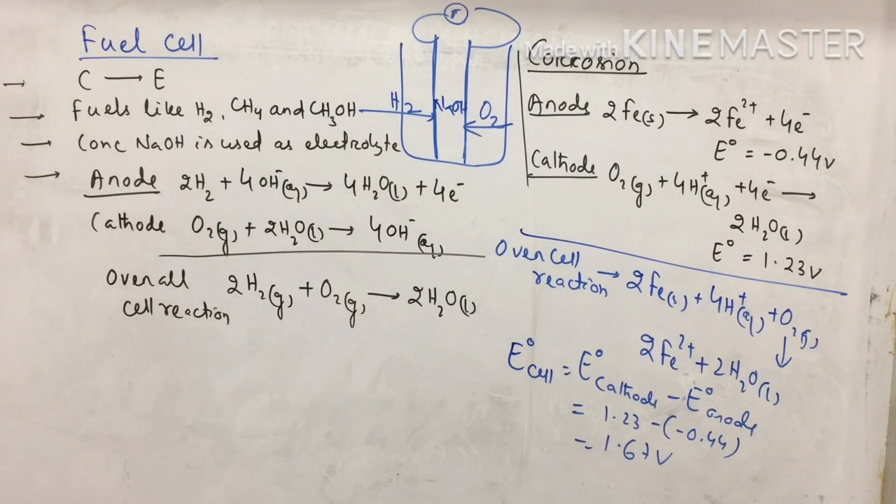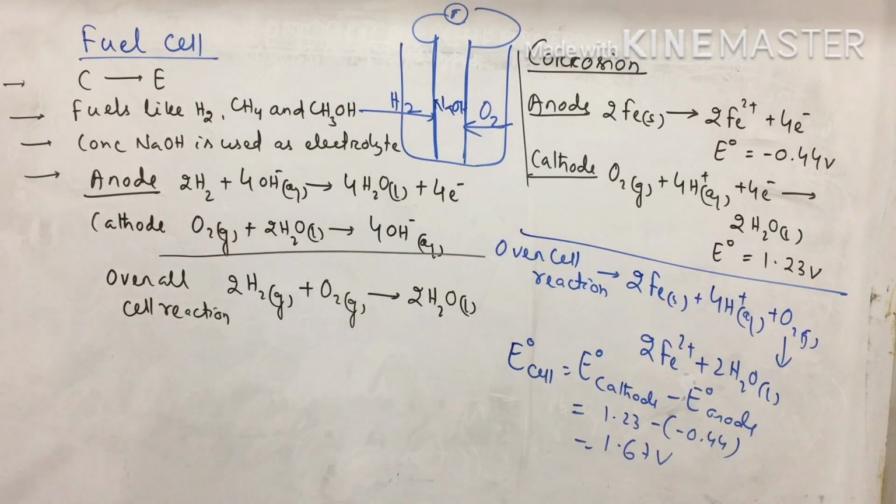So you will remember, again I am telling: in the fuel cell, chemical energy is converted into electrical energy. Which types of fuels are we using? Hydrogen, methane and methanol. Which one acts as electrolyte? Concentrated NaOH is used as electrolyte. Anode reaction, cathode reaction. So in the overall cell reaction, hydrogen combined with oxygen gives rise to water.